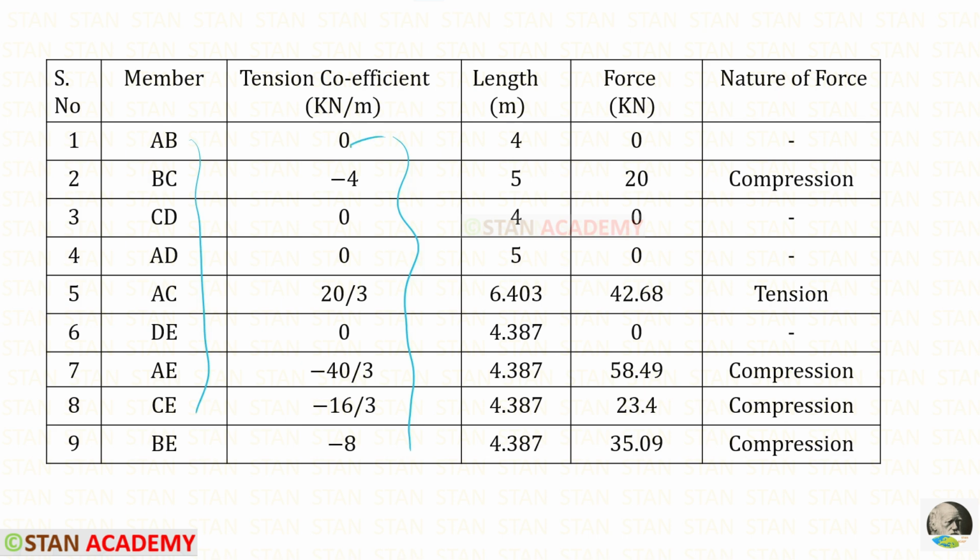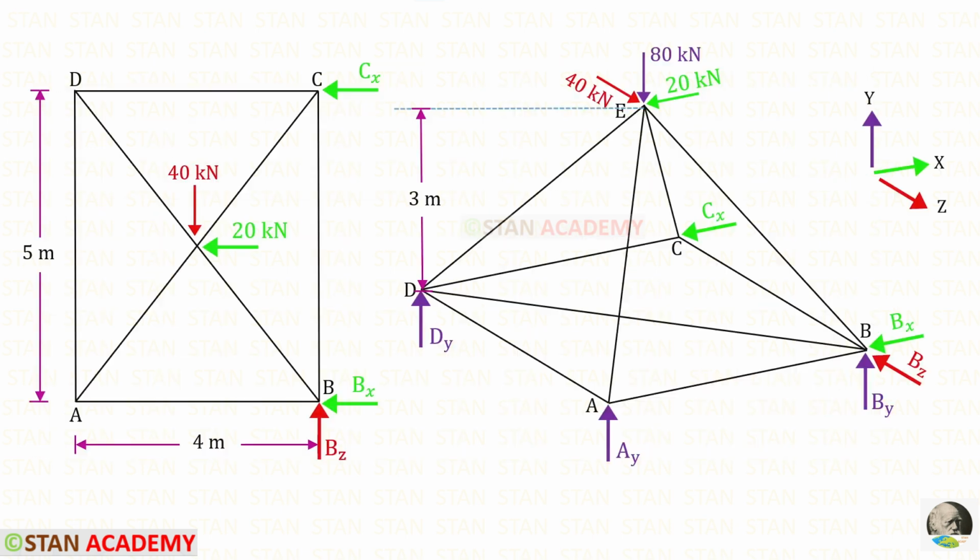For them, we just have to write the tension coefficient members as 0. When we multiply the tension coefficient with the length, we will get the forces. If the forces are positive, they will be tensile, and if they are negative, that will be compressive. Let us do one more numerical.